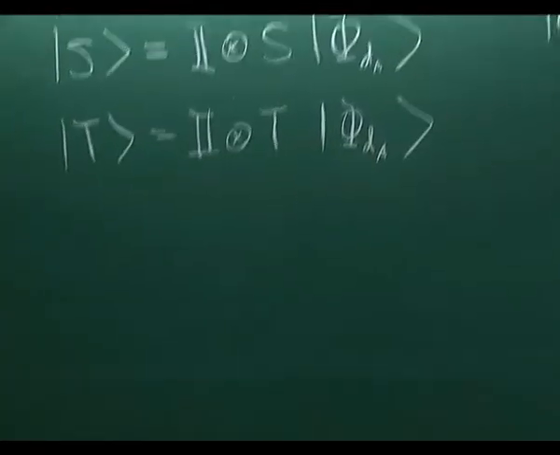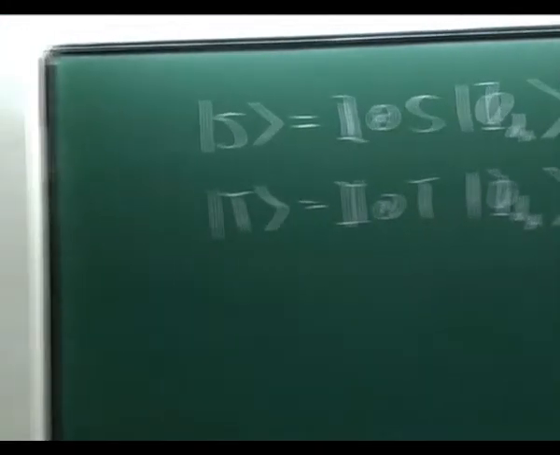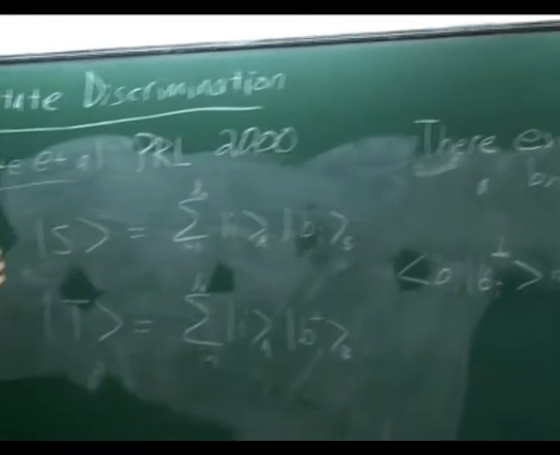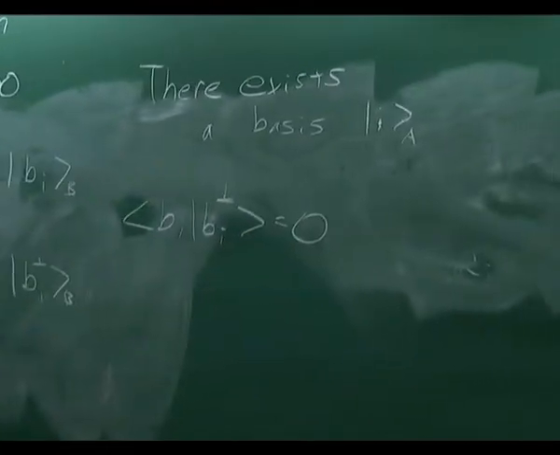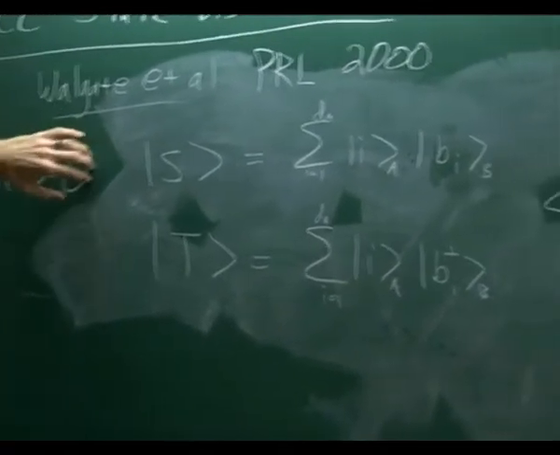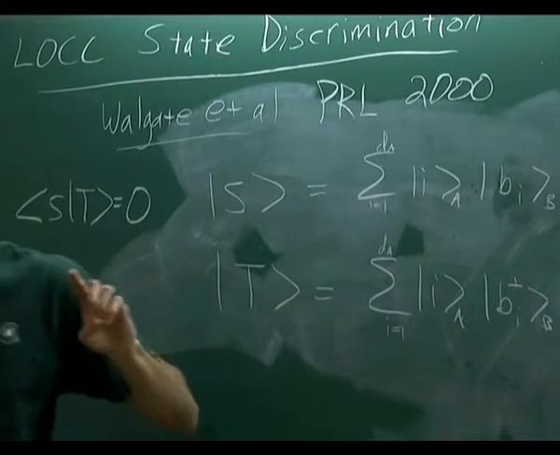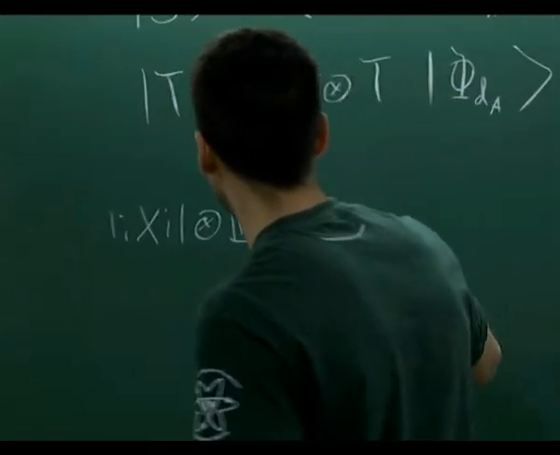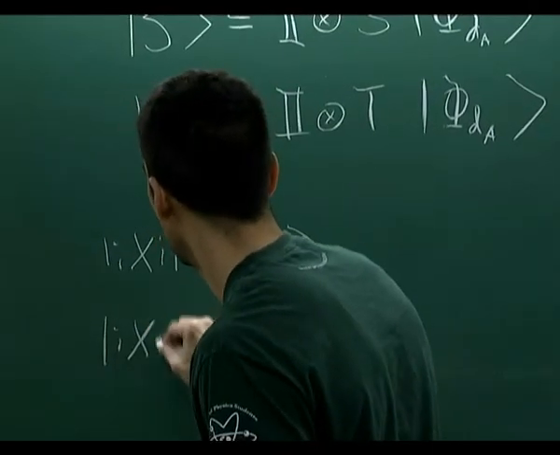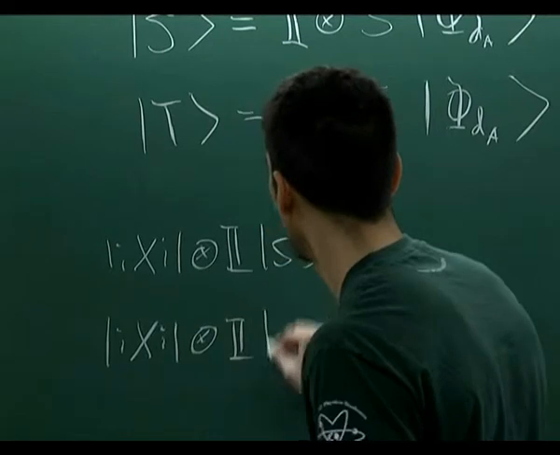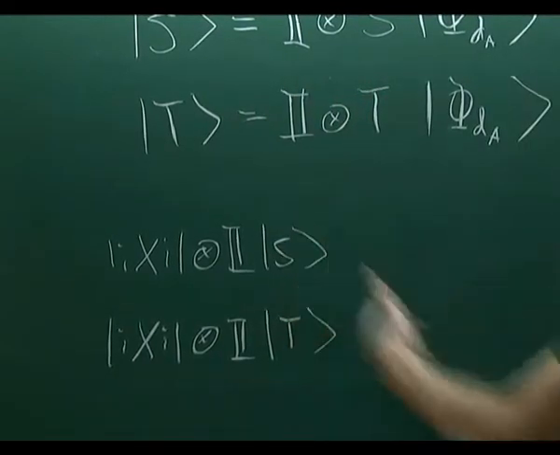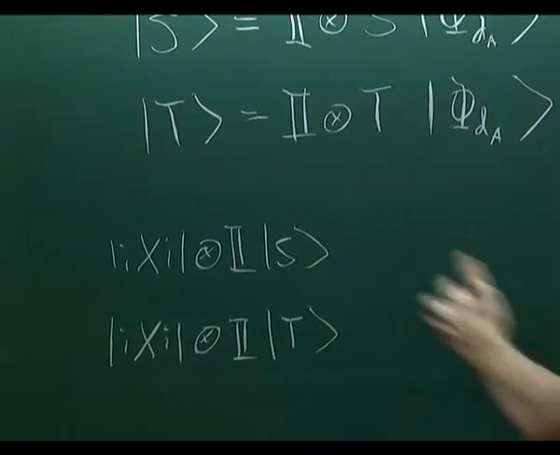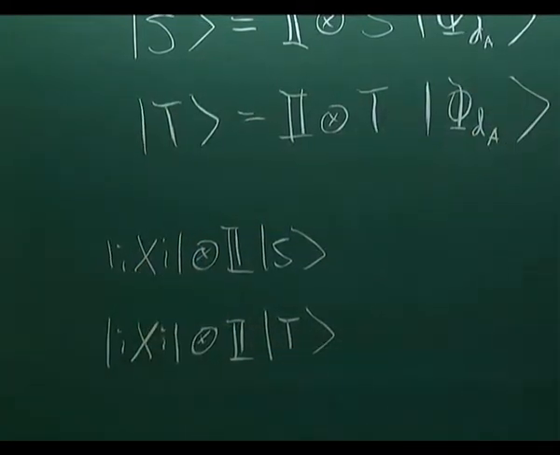Okay, so what we want to do is use this on our states S and T. And ultimately what we want to say is that there exists some basis I on Alice's side such that when we perform a projective measurement into that basis, for each I, the post-measurement states S and T will be orthogonal. Right? So we want these to be orthogonal for every I. This is sort of an equivalent statement to that. We want to find some basis I that has this property.